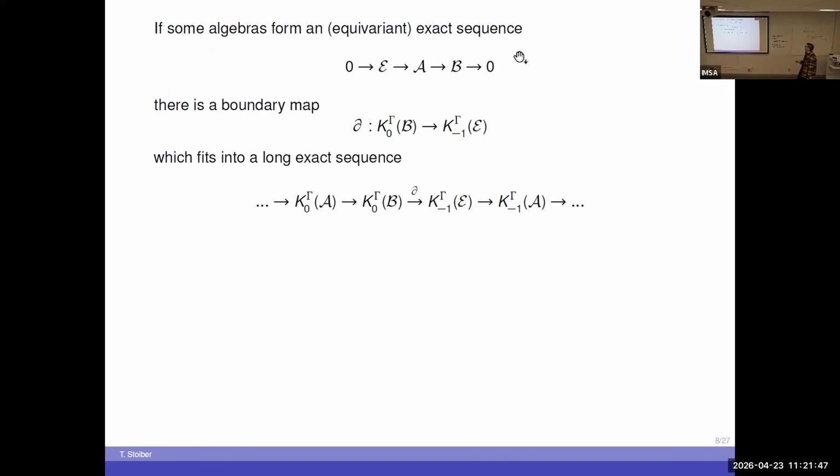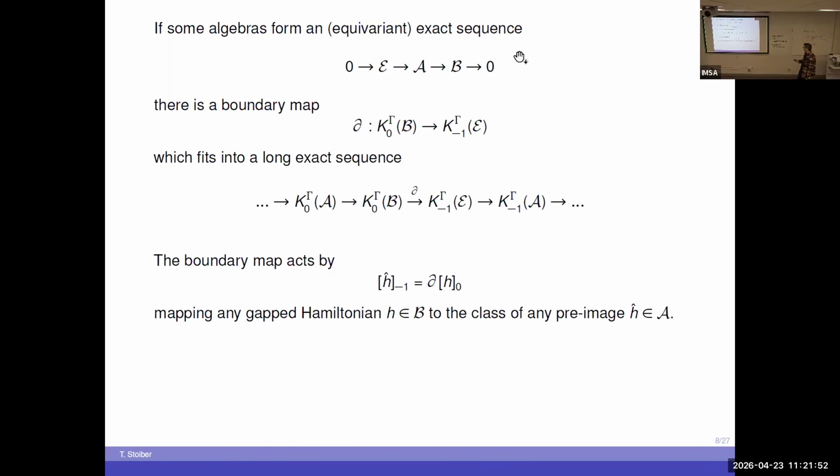So this is very abstract, and now comes basically the point why we find these K0 and K1 groups in this physical way. Basically what this boundary map does, if you adapt these notations, is just map bulk Hamiltonians to boundary Hamiltonians. So you start in your bulk algebra with a gapped Hamiltonian H, and then you take any pre-image of it in your algebra of half-space observables, and then the equivalence class of that Hamiltonian is exactly what this boundary map gives. So it's an extremely trivial map if you formulate it like that.